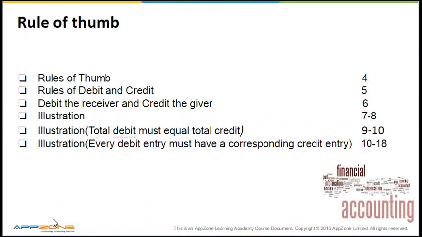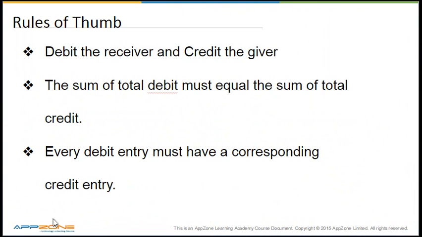Now proceeding, we're going to look at the first topic, which is the rules of thumb. Under the accounting rules of thumb, we have debit the receiver, which is very principal, and credit the giver. The sum of total debit must equal the sum of total credit. Every debit entry must have a corresponding credit entry.